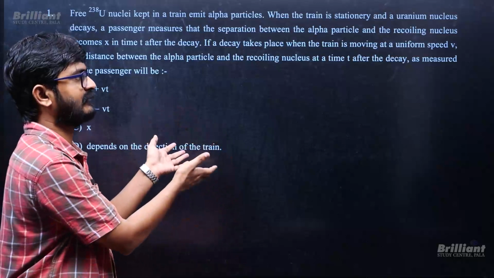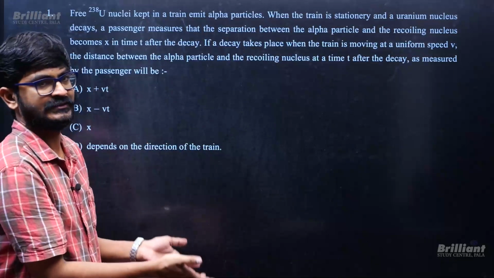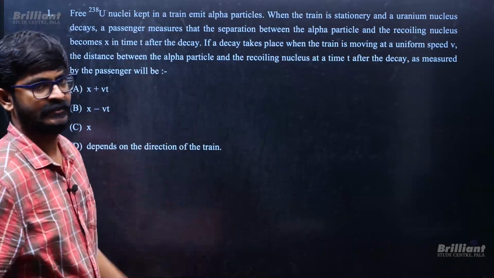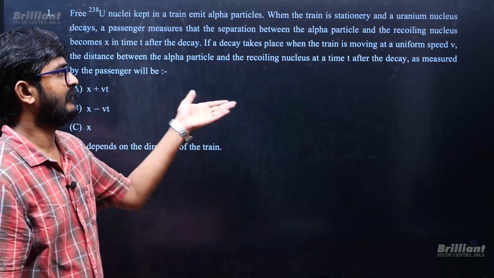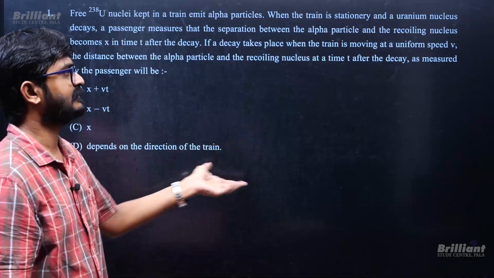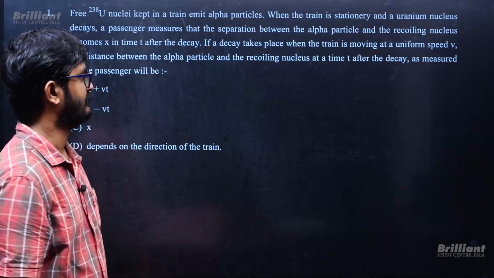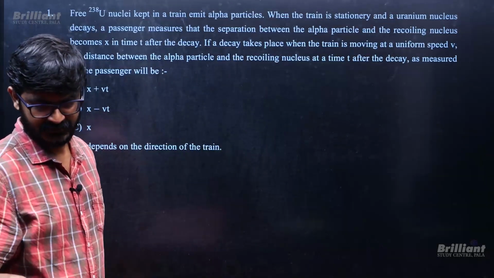So whatever happens in the first case, the second case is going to look the same way for the guy in the train. Now from the ground frame, maybe velocities measured may be different, but the distance between the particles is going to remain the same, right? So it will be x only.